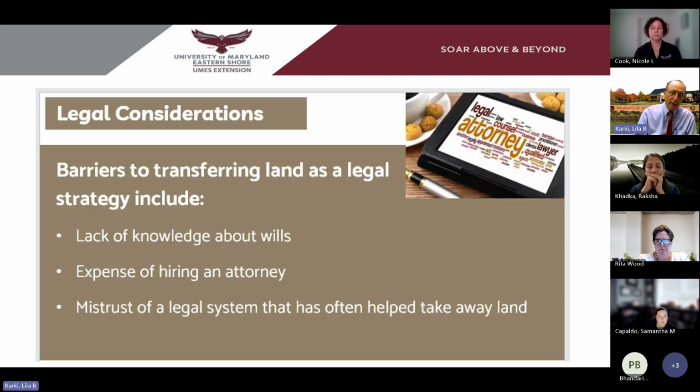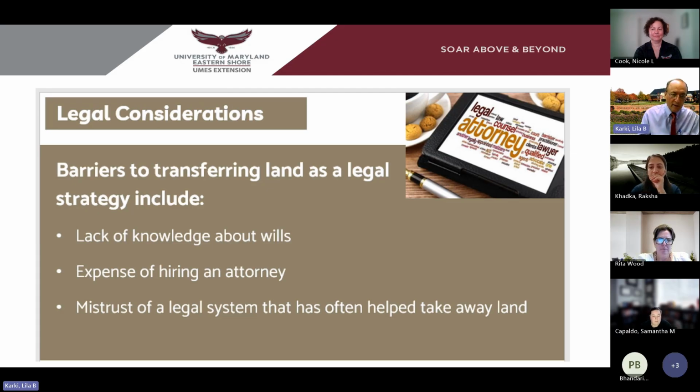And there are many challenges, and one of them is legal. From the legal perspective, many people have mistrust of this legal system. Sometimes some of them might have experienced or heard stories from their neighbors, friends, or families that the legal system also took their land away. That's how people have a kind of mistrust.